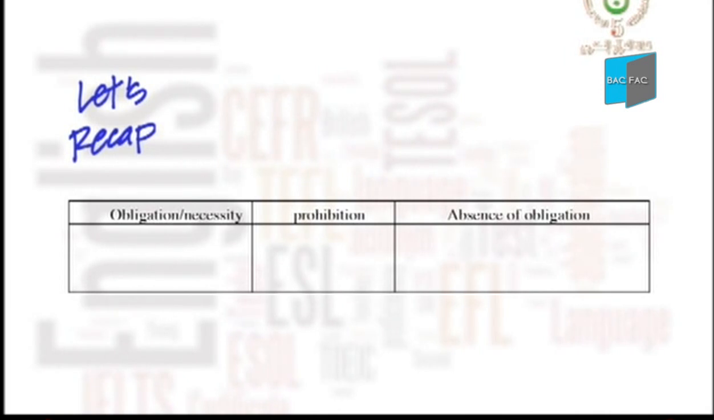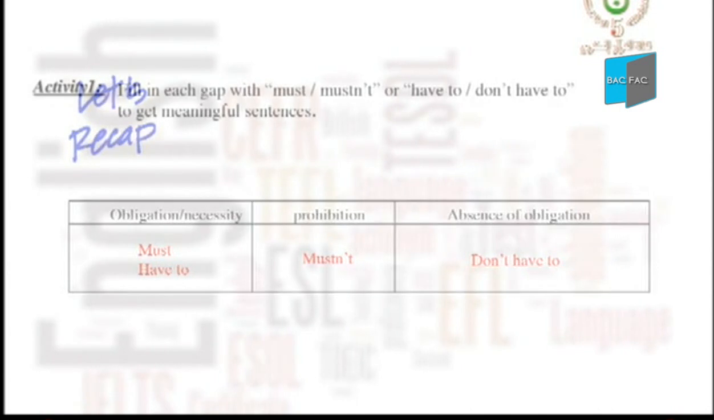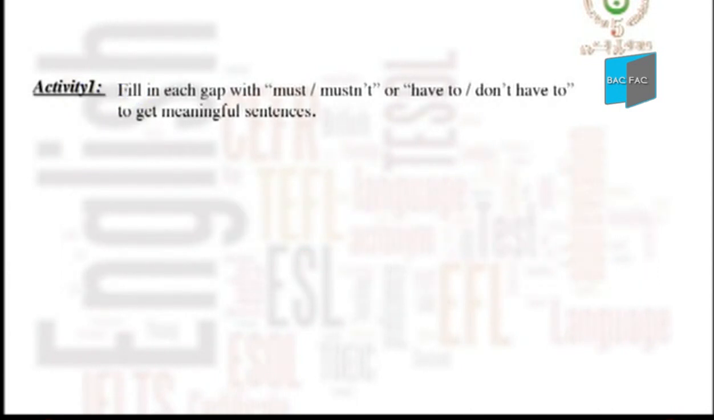Okay, let's correct them. To express obligation and necessity, we used must and have to. Good. To express prohibition, we used mustn't. And the last one, to express absence of obligation, we used don't have to. Of course, we can also use don't need to, but we didn't have them in our dialogue, right? Let's practice now. Our first activity is fill in each gap with must or mustn't, have to or don't have to get meaningful sentences. Let's read the sentences together first.